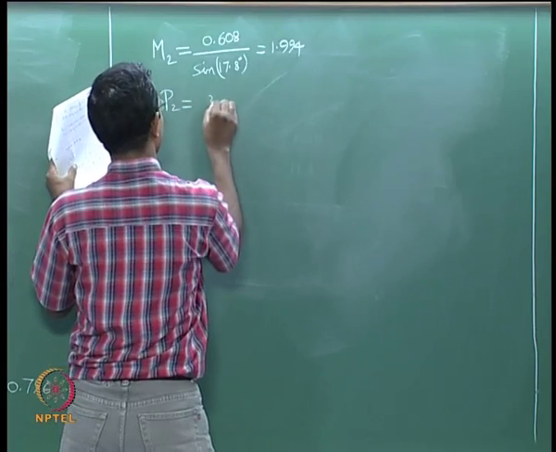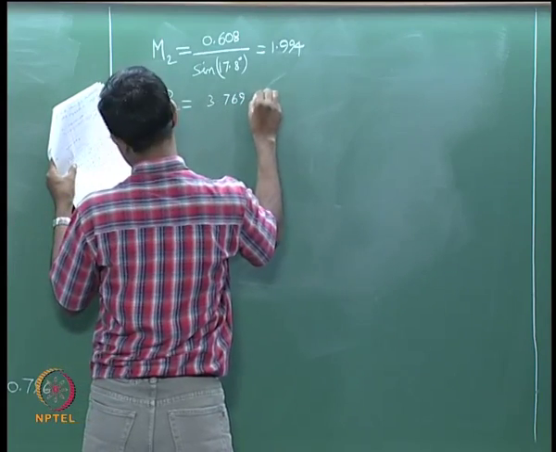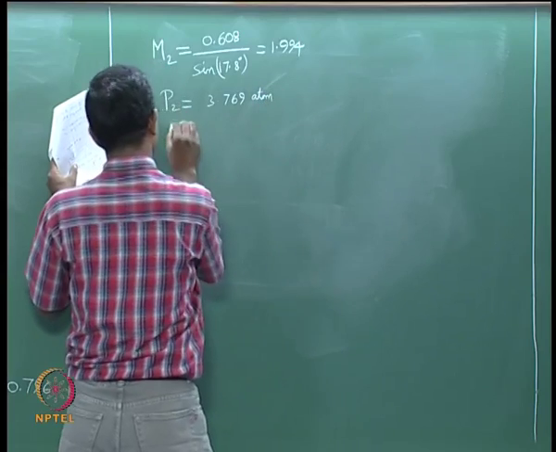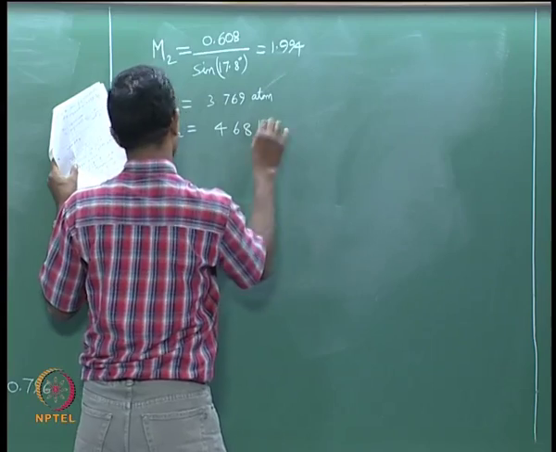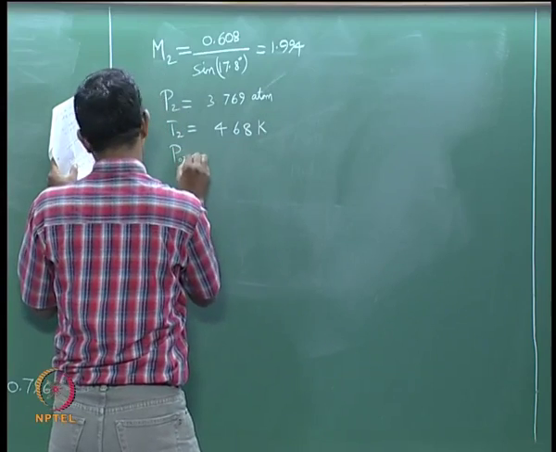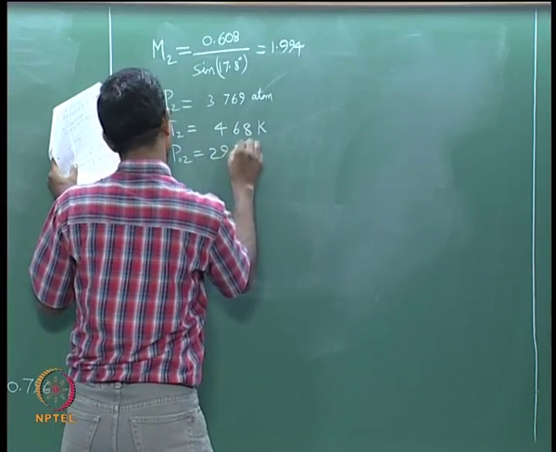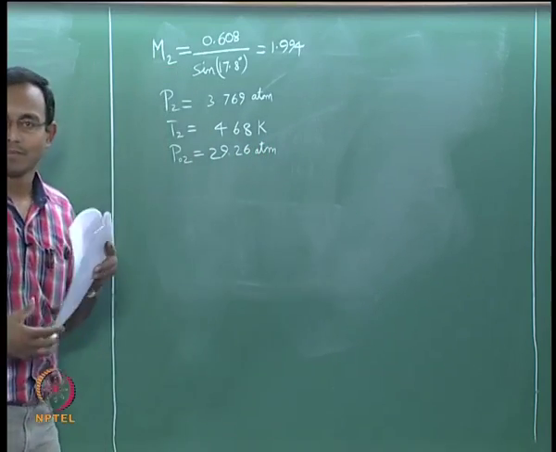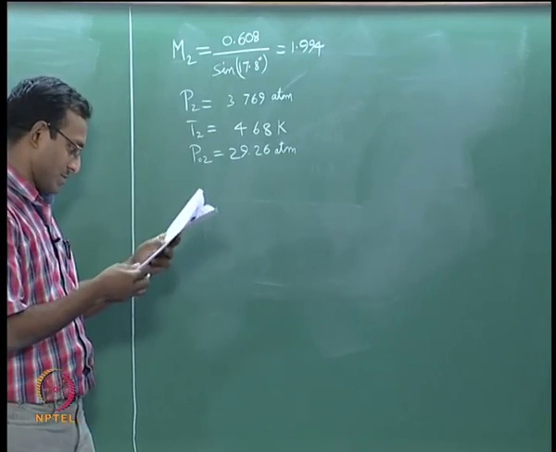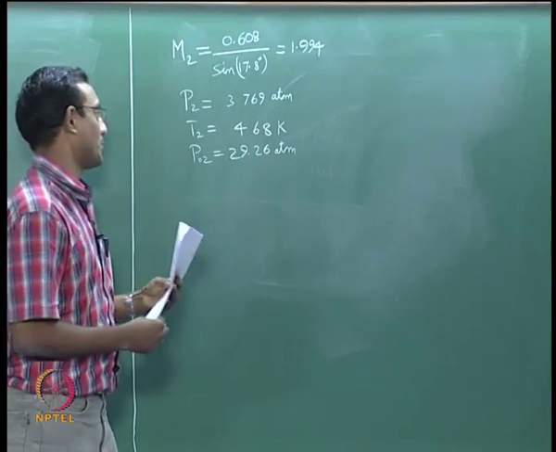And P2 is 3.769 atmospheres, T2 is 468 Kelvin, P02 is 29.26 atmospheres, and T02 does not change, it is the same all over, you do not need to worry about that. Now I have a new problem to work with.